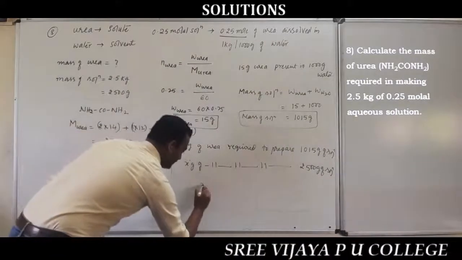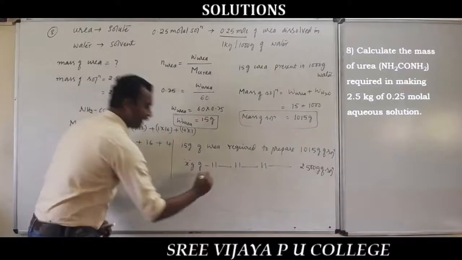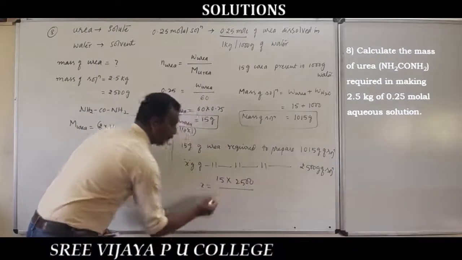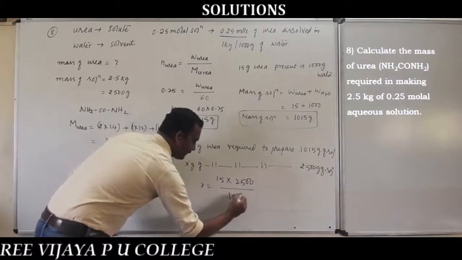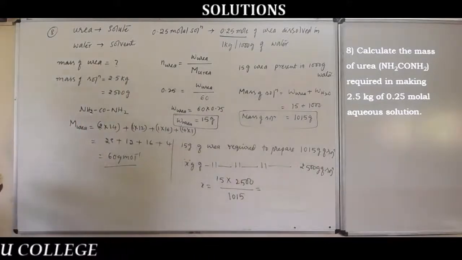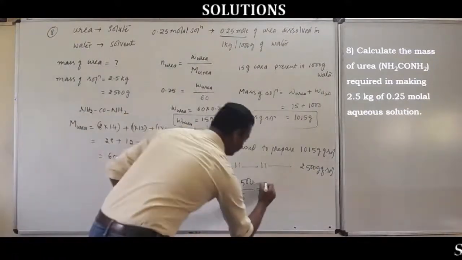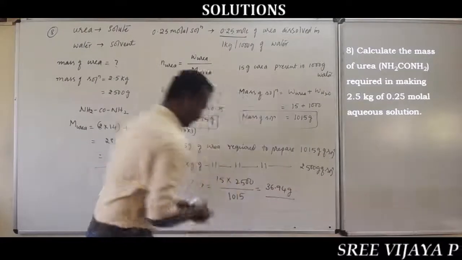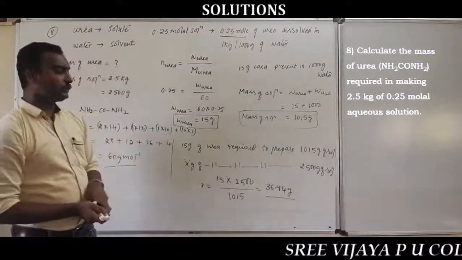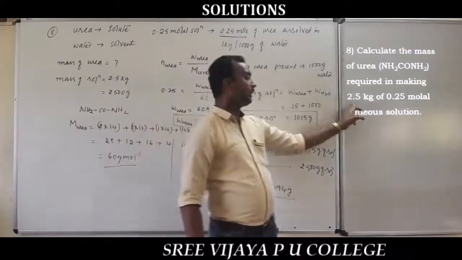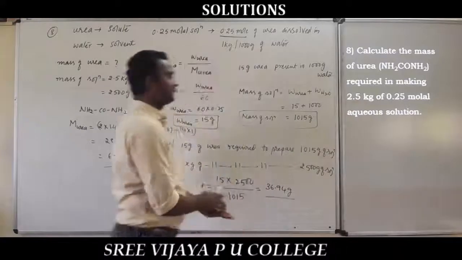ಸೊ ದಟ್ ಈಸ್ x is equal to ಕ್ರಾಸ್ ಮಲ್ಟಿಪ್ಲೈ ಮಾಡ್ಕೊಳ್ಳಿ 15 into 2500 whole divided by 1015 gram. That is equal to how much? So as per the answer, that is equal to 36.94 gram of urea required to prepare 2500 gram of solution or 2.5 kg of solution. So that's about the problem.